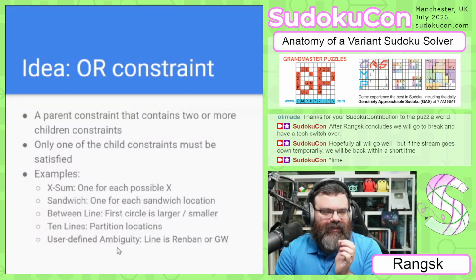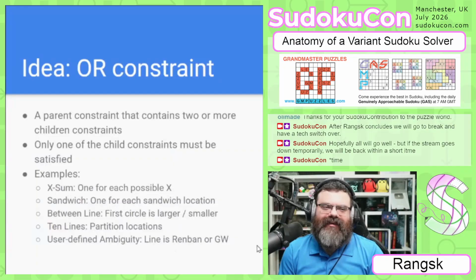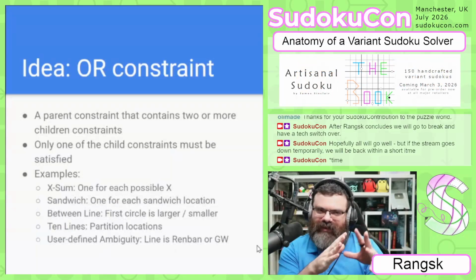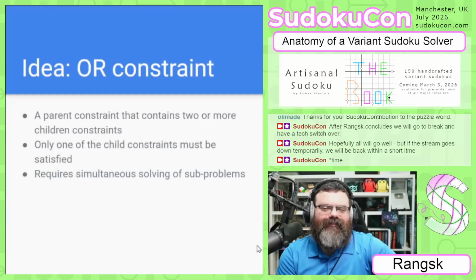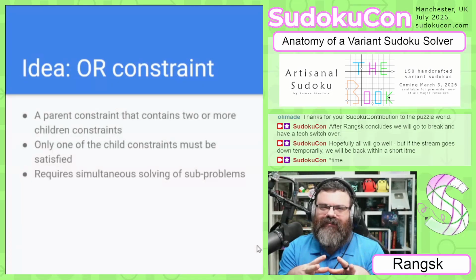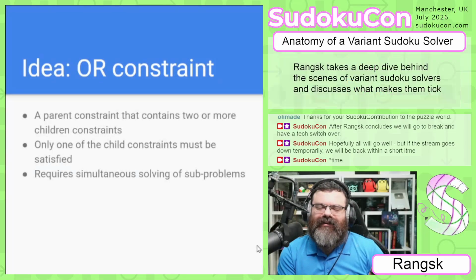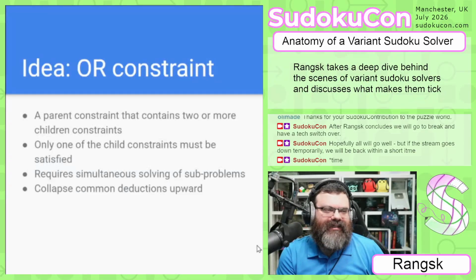And then finally, user-defined ambiguity. So if you want to implement something like "this line's a Renban or a German whisper," that could be under the OR constraint. And I think I'm running out of time, so we'll just speed through the rest of this. It requires the simultaneous solving of subproblems. Each of those subproblems is individually tested within the whole, all simultaneously.